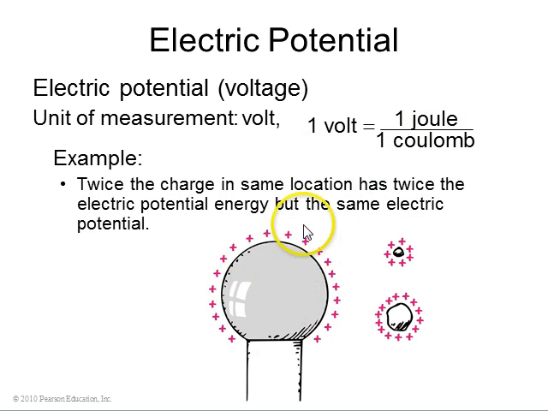So if you have some big object that's positively charged and you have 2 objects that are the same distance away from it, you say these 2 objects have the same electric potential in volts, but since this object is smaller, has a smaller charge, it has a smaller electric potential energy than this bigger object.